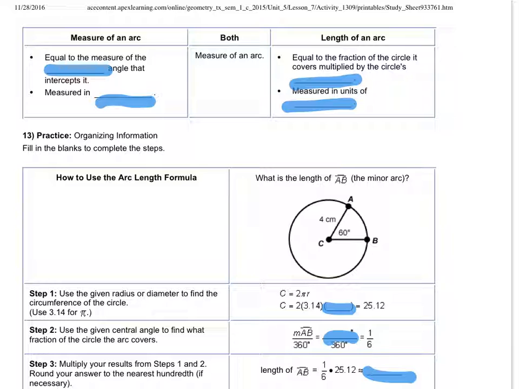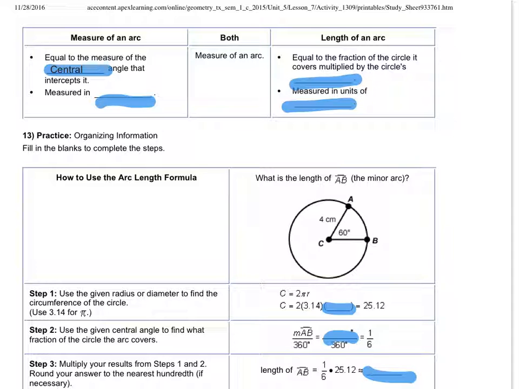What does the measure of an arc and the length of an arc have in common, and what's different? So the measure of an arc is equal to the measure of the central angle that intercepts it. Don't let this bother you. Of course, we're going to practice it in just a minute. So the measure of the arc is equal to the measure of the central angle.